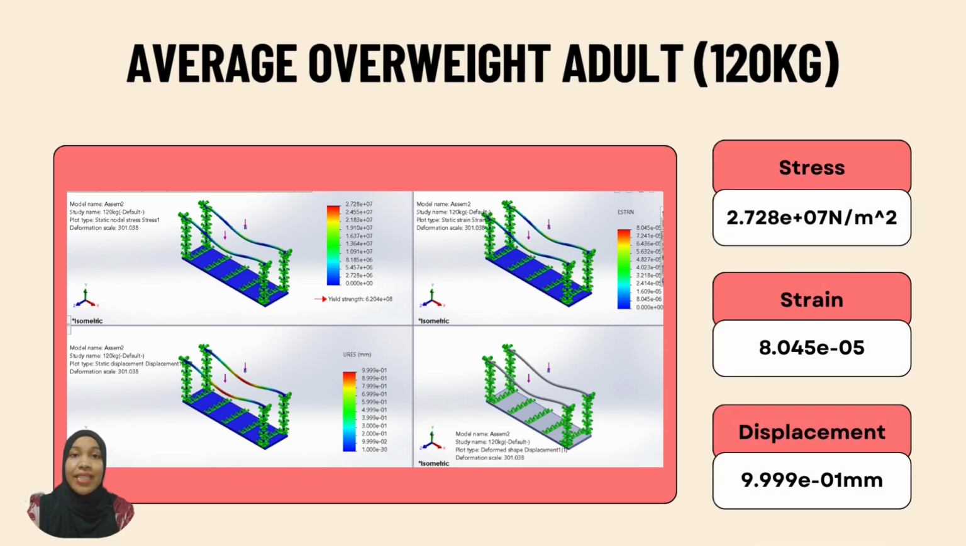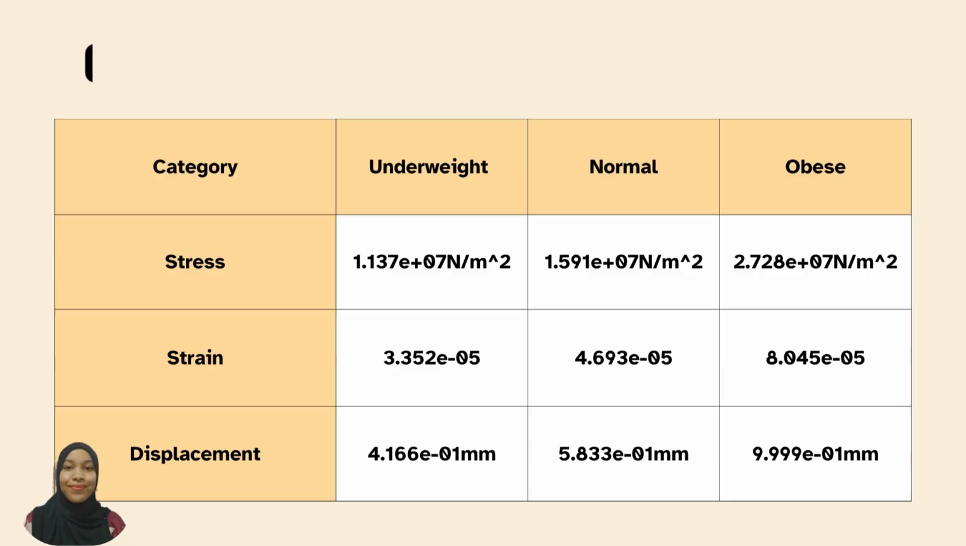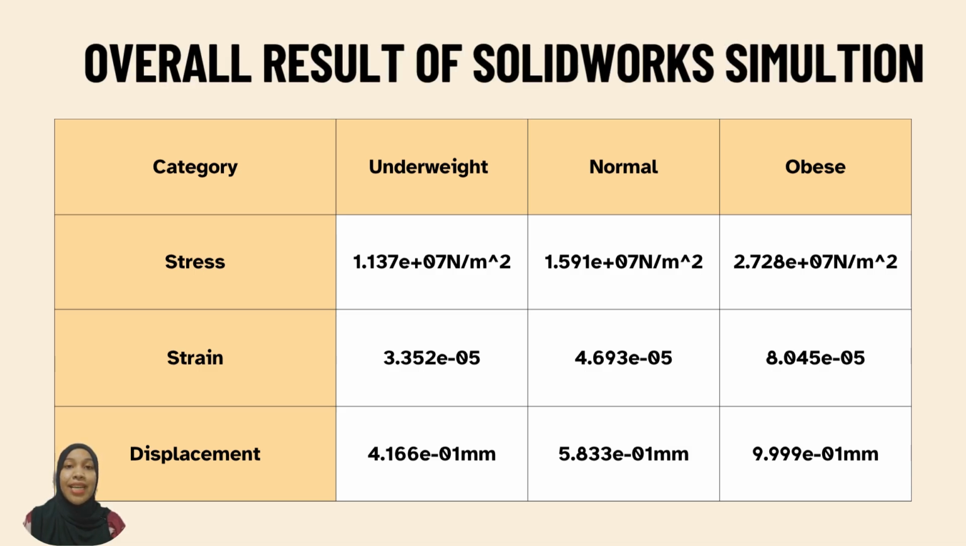For the heaviest case, the stress and deformation increased significantly. However, the design still holds up, and the displacement remains under 1 mm, which is acceptable for a rehabilitation device. To conclude the simulation part, as the user's weight increased, the stress, strain, and displacement also increased. However, all results remain within the safe and acceptable limits, meaning the parallel bar is structurally reliable across different weight categories. This proves that our design is suitable for a wide range of users from underweight to obese.